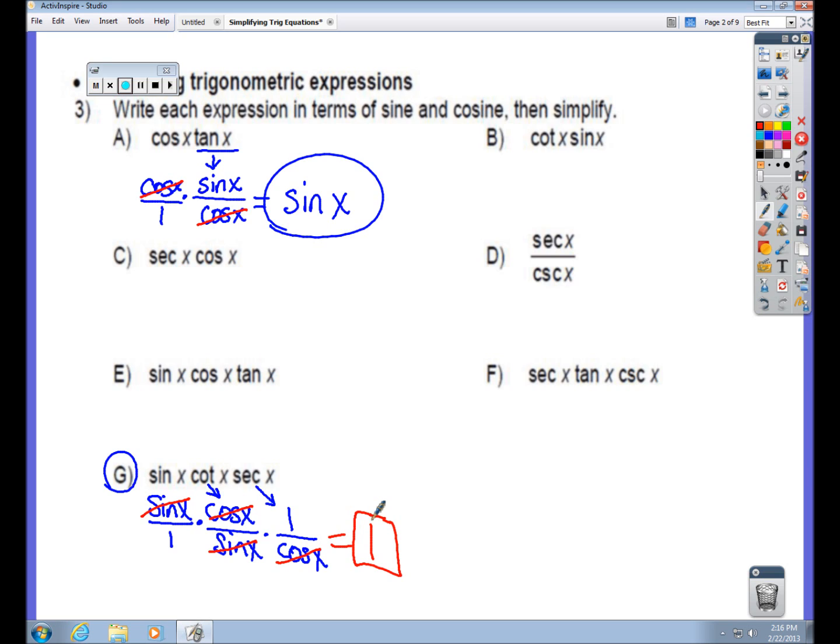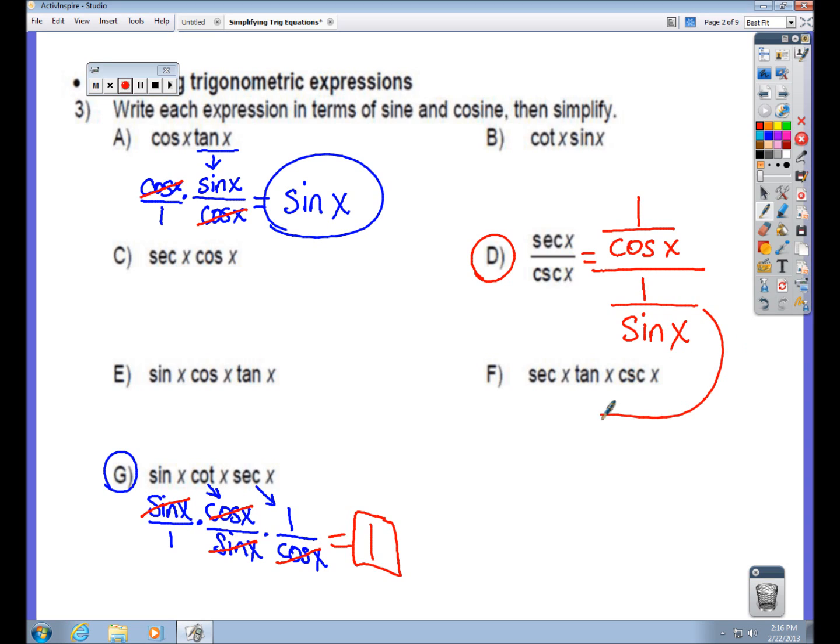Okay, now let's look at letter D because it's a little bit different than the others on the page. Okay, letter D is a division problem instead of a multiplication. Okay, so let's look for something that equals secant, and you have a reciprocal identity for secant that we just used, which was 1 over cosine, divided by cosecant also has a reciprocal identity, 1 over the sine of x. And when you divide fractions, we know that we're going to flip the second one and multiply.